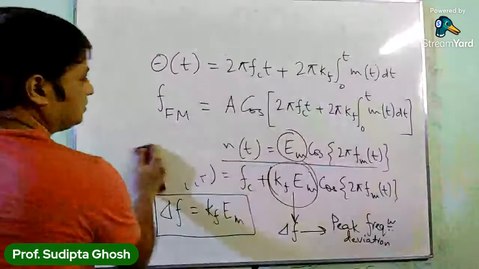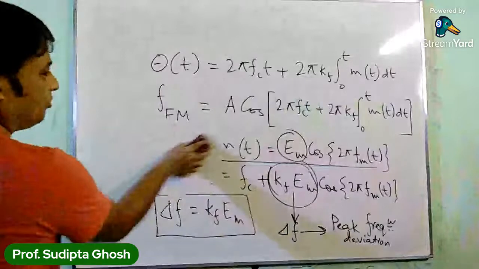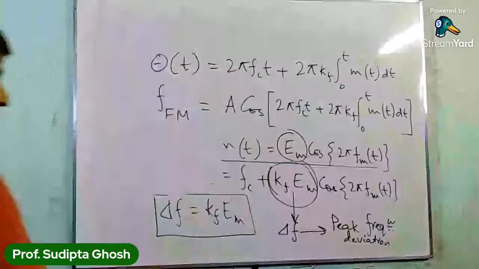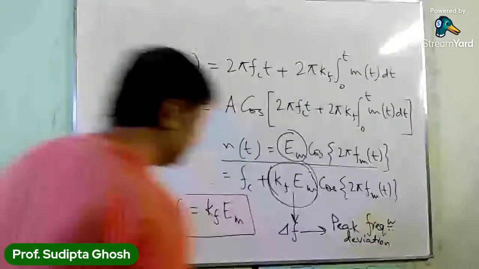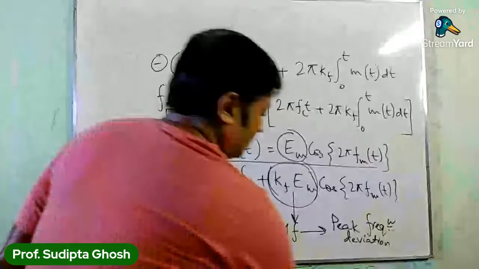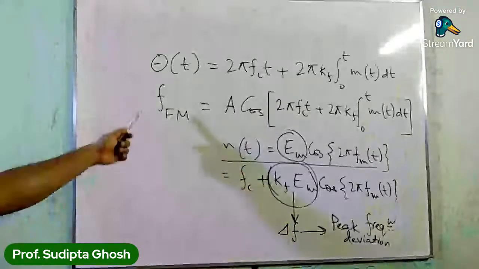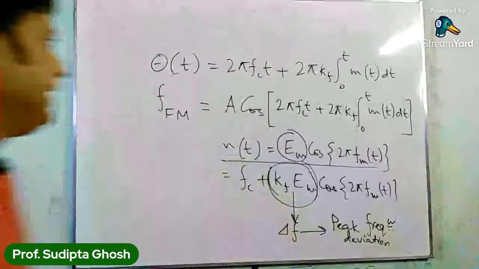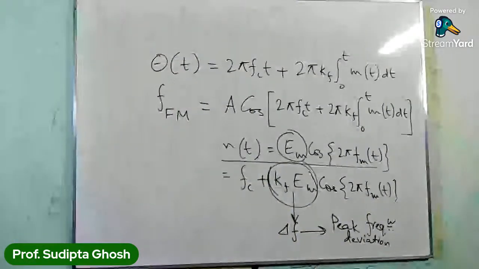So now if this is delta F, that is KF into EM, what will be the value of F of FM? Or rather, firstly, what will be the value of theta T?